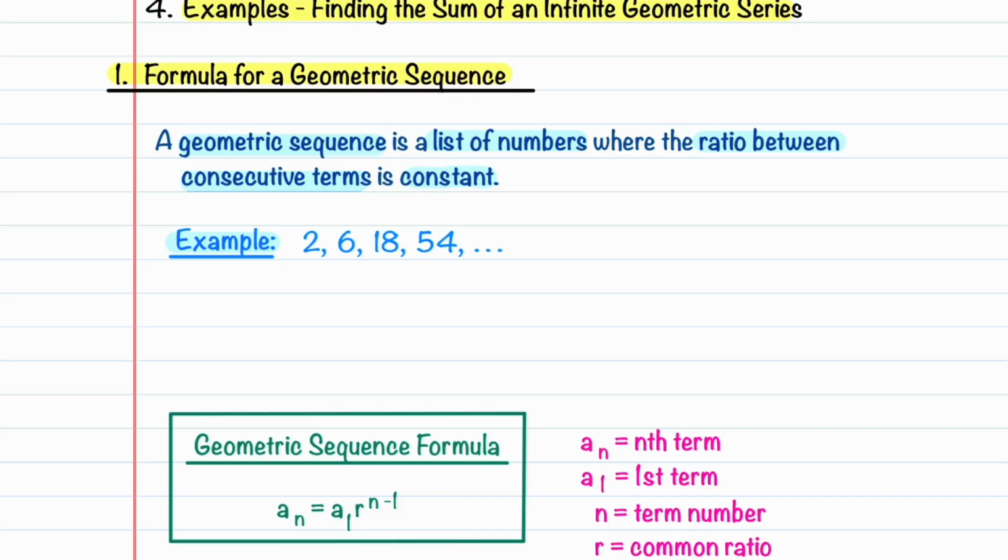To find the constant ratio between consecutive terms, you're going to take one term and divide it by the term right before it. We're going to begin with the second term, which is 6, and divide that by the first term, which is 2, and we get 3. And then the third term is 18. We divide that by the term right before it, which is 6, and we get 3. And then we'll do it once again. We take our 54, divide it by the term before that, which is 18, and we also get 3. 3 is what we call our common ratio.